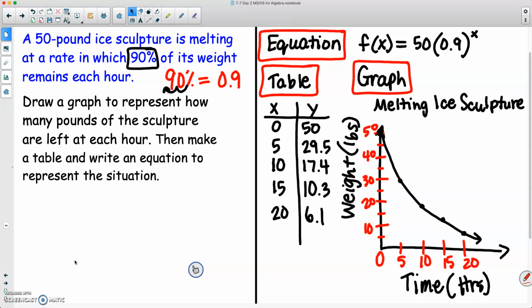So hopefully this helps you piece together how you can work with a geometric sequence or an exponential equation and connect that equation to a table and a graph.